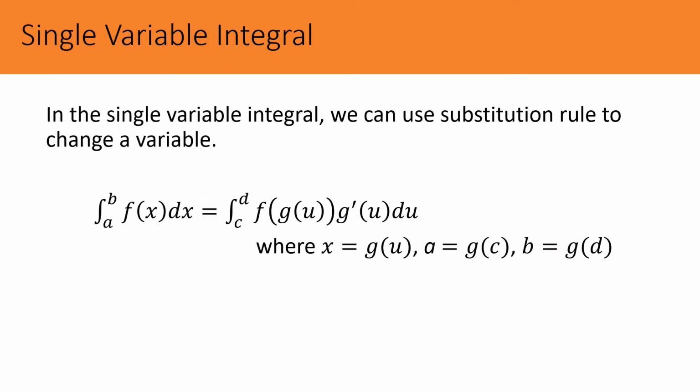Single variable integral. In one-dimensional calculus, we often use a change of variable, namely substitution, to simplify an integral. We can write the substitution rule as the integral from a to b of f(x) dx equaling the integral from c to d of f(g(u)) g'(u) du, where x equals g(u), a equals g(c), and b equals g(d).